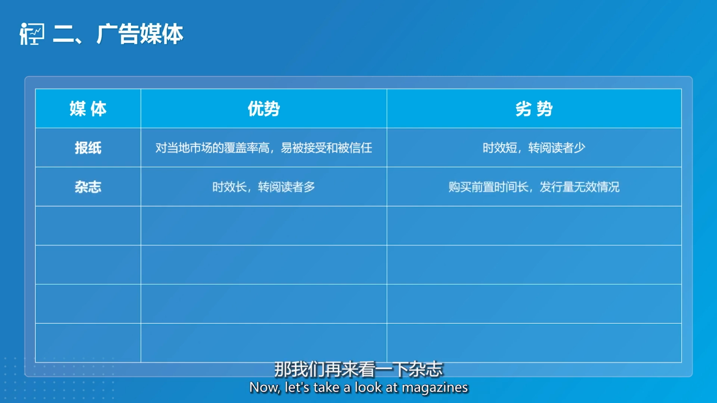Now, let's take a look at magazines. The magazines we usually see have the advantage of longer shelf life, and they're passed around more. After I'm done with a magazine, someone else can continue to read it, so there's relatively more circulation. However, they also have disadvantages, such as a longer purchase cycle, and the issue of unsold copies. This constitutes inefficiency in some cases.